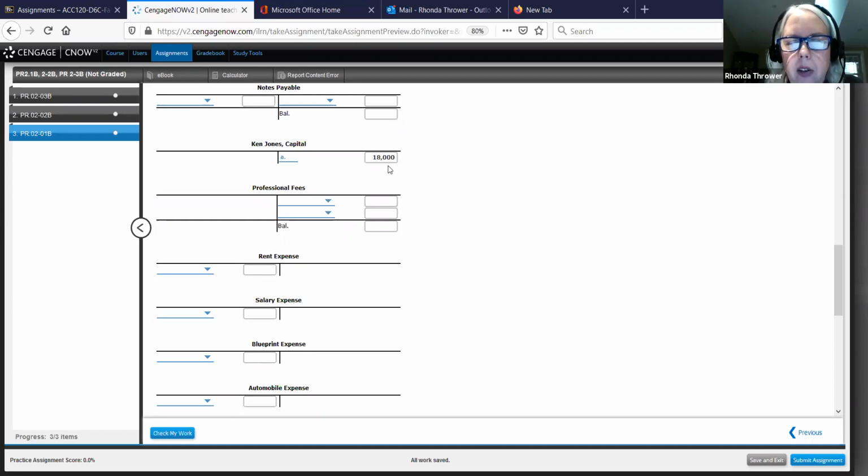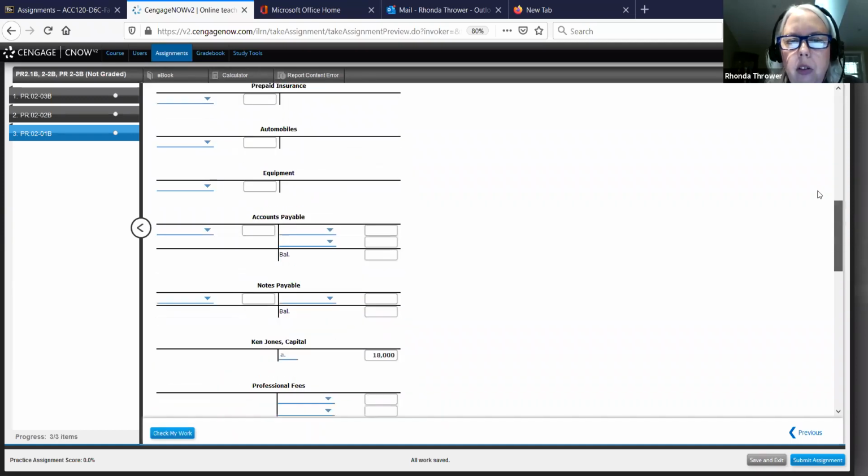My debit was to cash for $18,000. My assets increased by $18,000. Over on the right-hand side of the accounting equation, my owner's equity capital has increased by $18,000. So we're still in balance after this transaction.